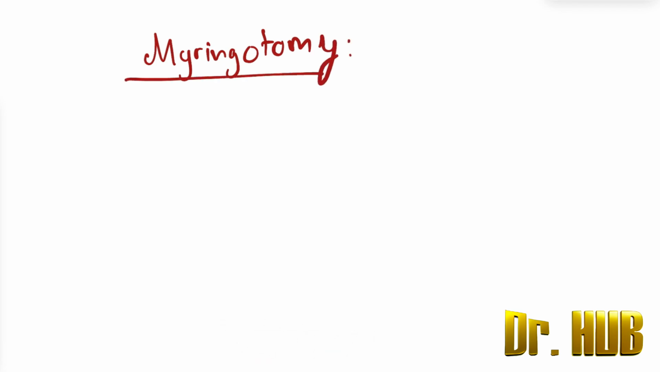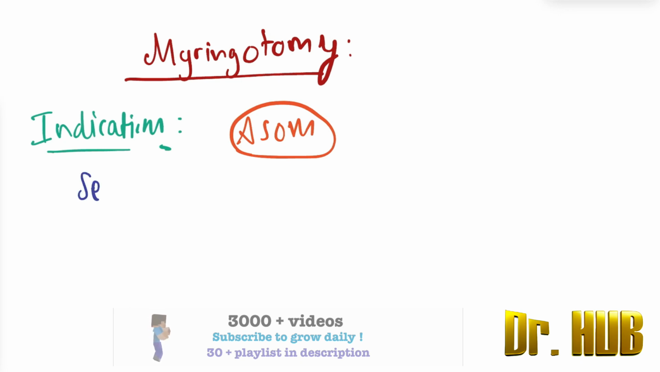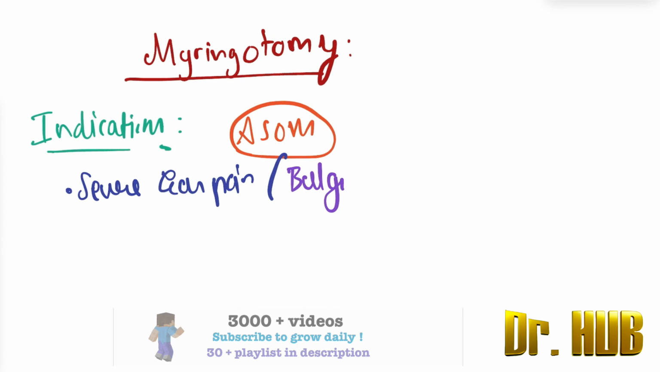So here, first we need to know what are the indications of the myringotomy. The main indication is ASOM. This has severe ear pain. What is it associated with? There is a bulging of the tympanic membrane.